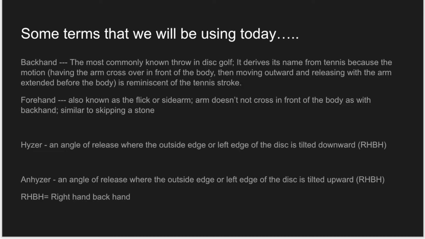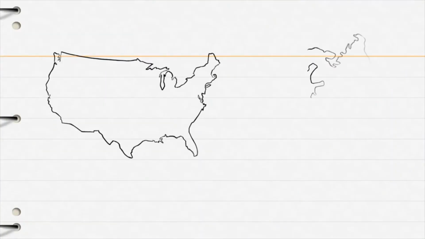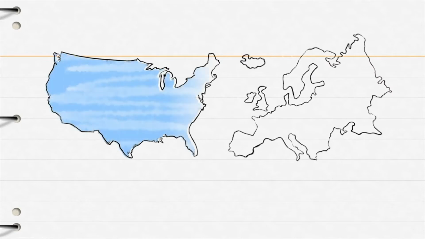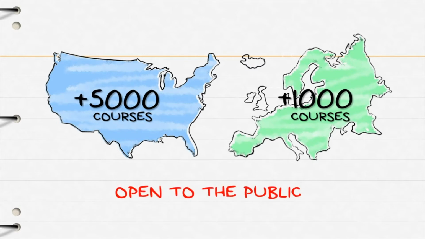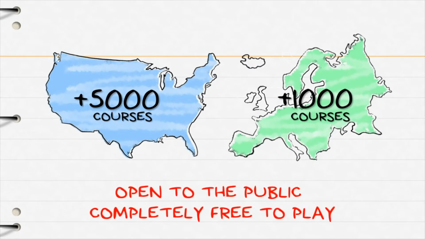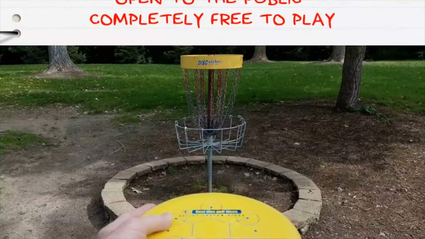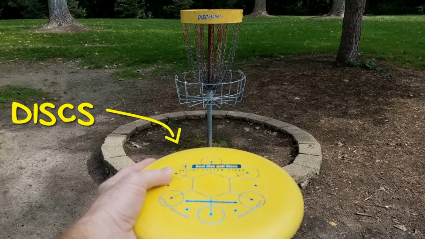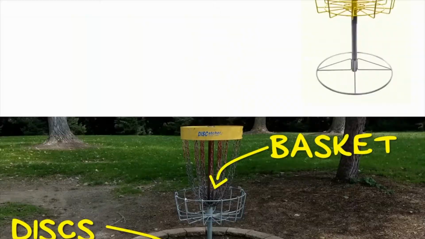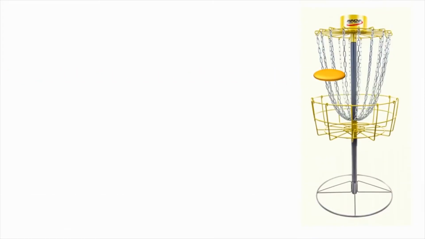All right, so let's figure out what is disc golf. What is the sport of disc golf anyway? Disc golf is one of the world's fastest growing sports, with over 5,000 courses in the United States and over 1,000 courses in Europe, the vast majority of which are open to the public and completely free to play. Disc golf is very similar to traditional golf, except instead of a ball and a hole, you have discs and a basket. The goal of disc golf is to get the disc to land in the disc catching basket.